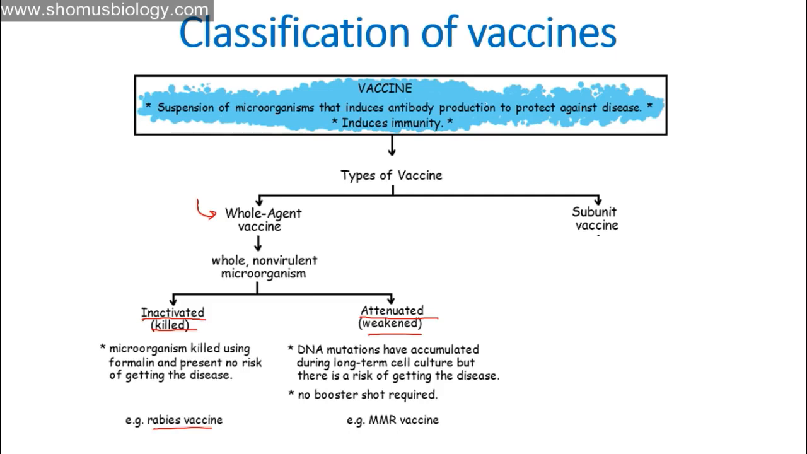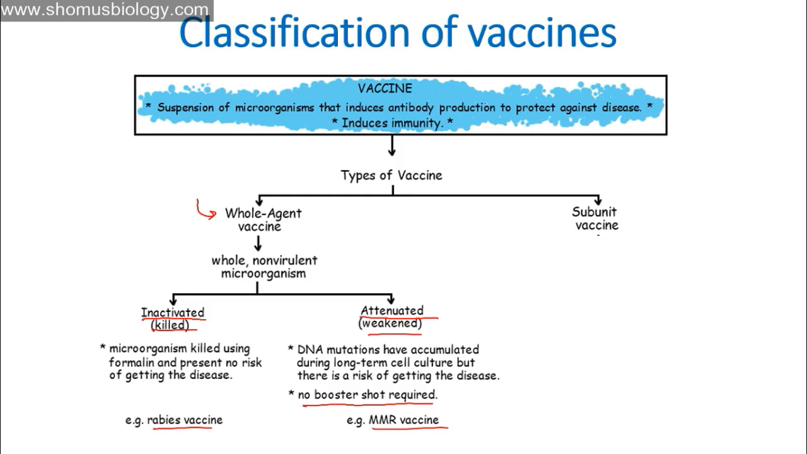Attenuated vaccine examples include MMR: mumps, measles, rubella vaccine. In attenuated vaccines, no booster shot is required. Booster shot means, sometimes when we use a very tiny amount of vaccination, like a very small amount of microorganisms in a small dose, we need to take multiple doses at regular intervals. That's known as a booster dose, which we don't need for attenuated vaccines.